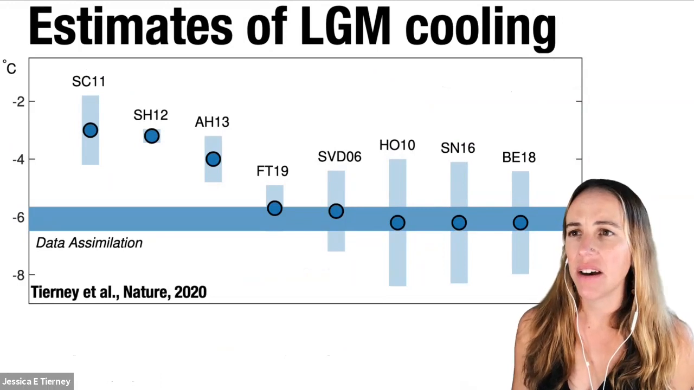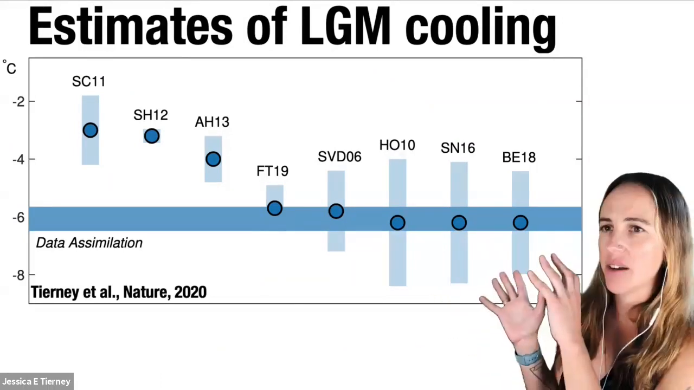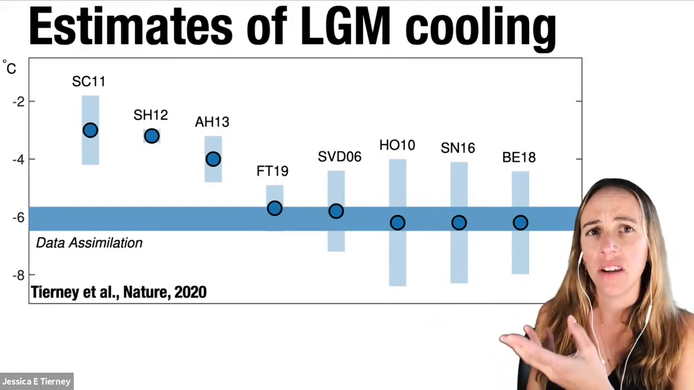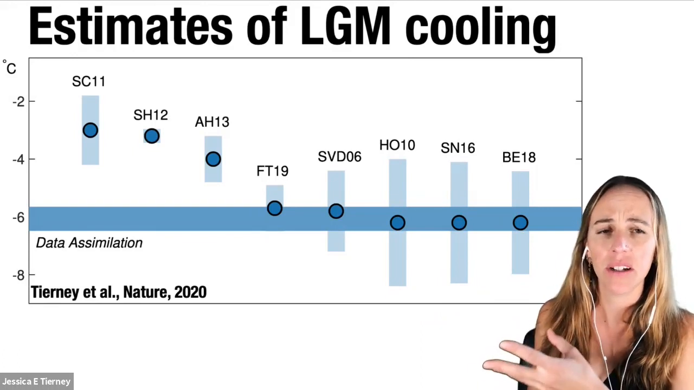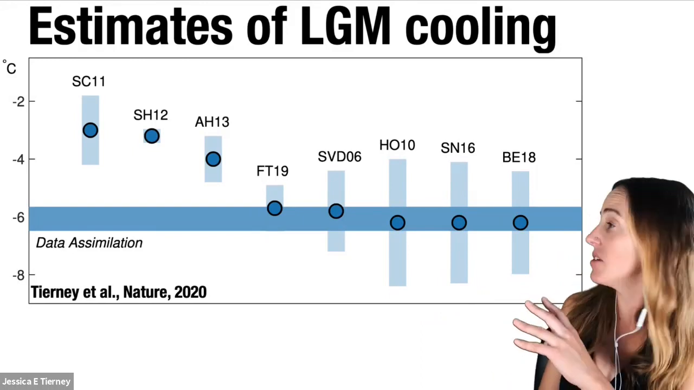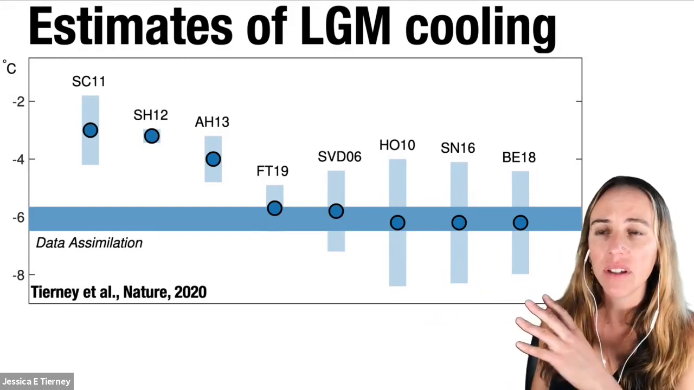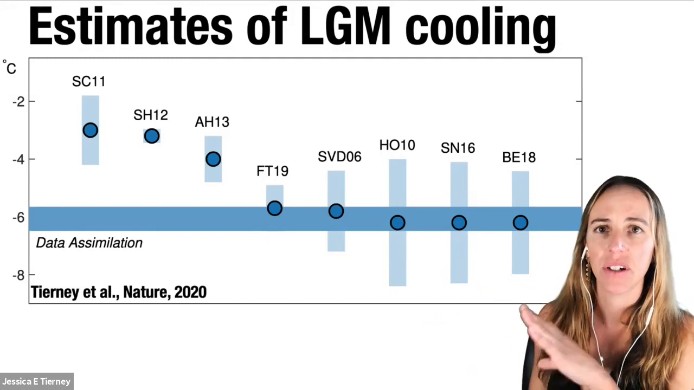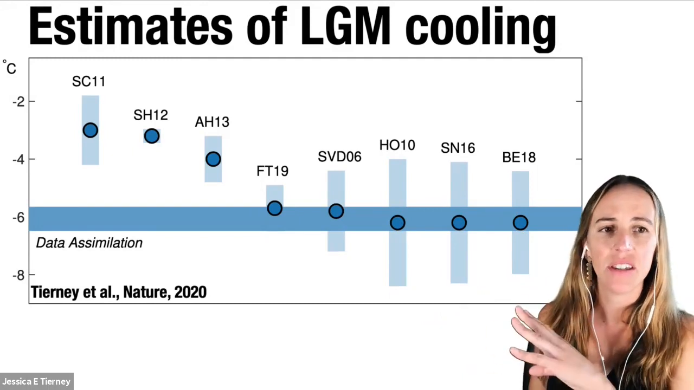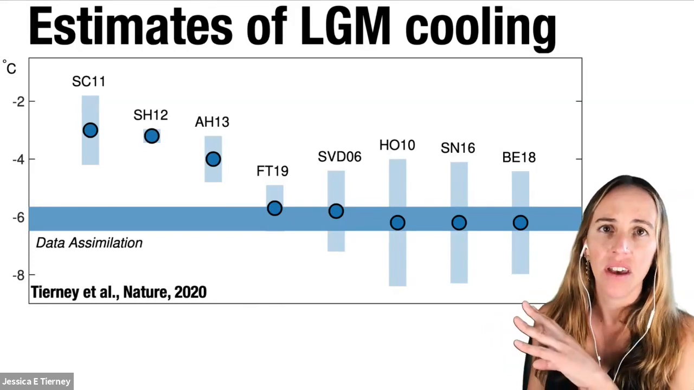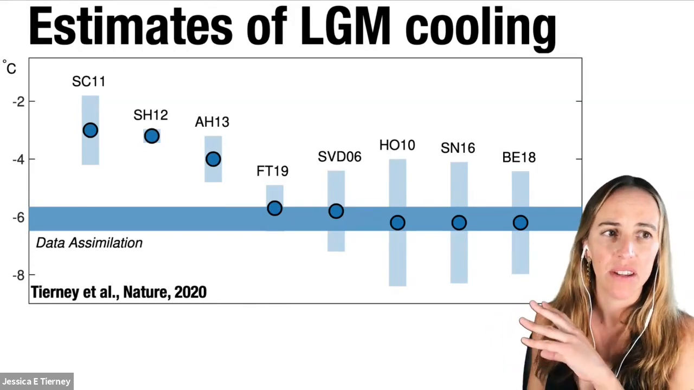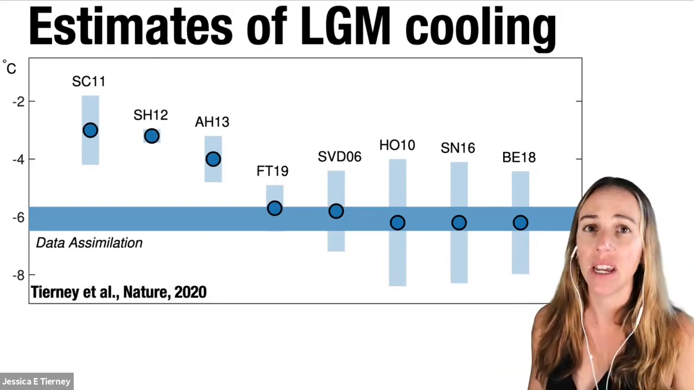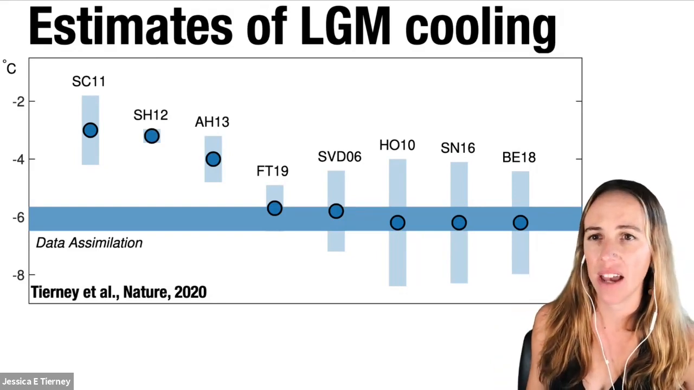Going back all the way to the left-hand side of this diagram, some of the earlier estimates of LGM cooling, including the shotgun estimate from the SMC curve, which is shown here as SH12, were relatively low. It was only about -3 degrees Celsius for some of those earlier estimates. More recent studies have actually, like ours, been giving answers that are closer to -6, and this includes independent proxies such as the Bereiter 2018 study, which is based on noble gas estimates.